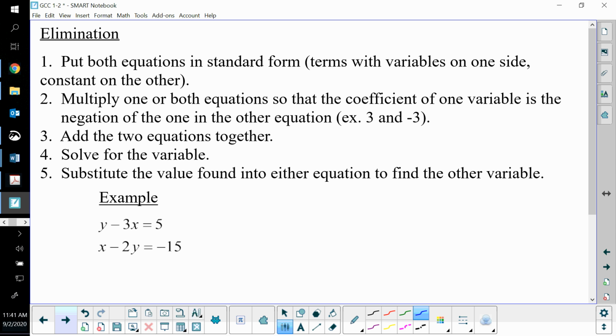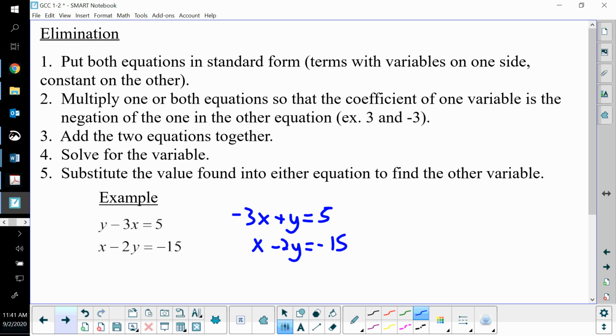So first, we want the x's above the x's and the y's above the y's. So I'm going to rewrite this first equation as negative 3x plus y equals 5. Notice each thing kept its sign, because we didn't move it from one side of the equation to the other, we just rearranged it on its own side.